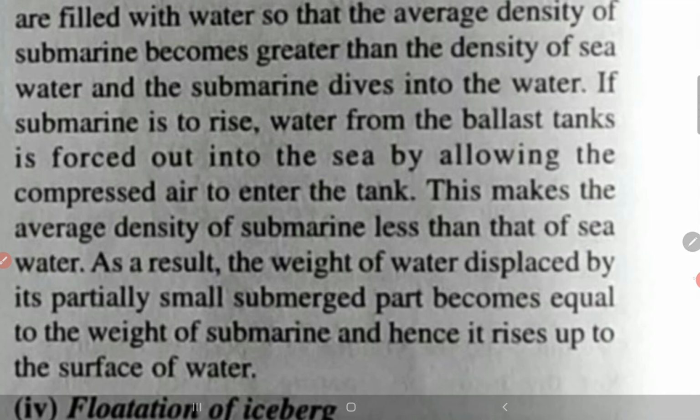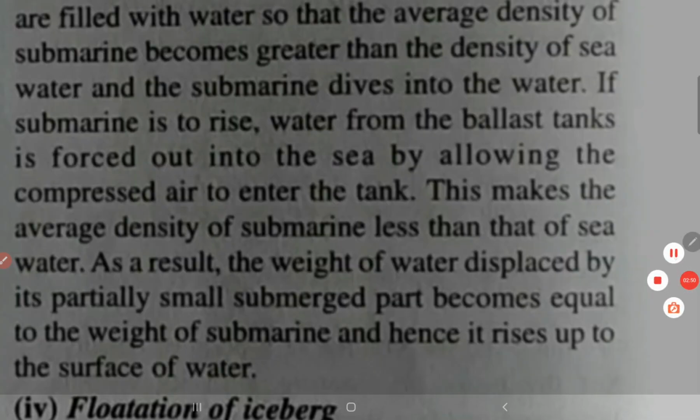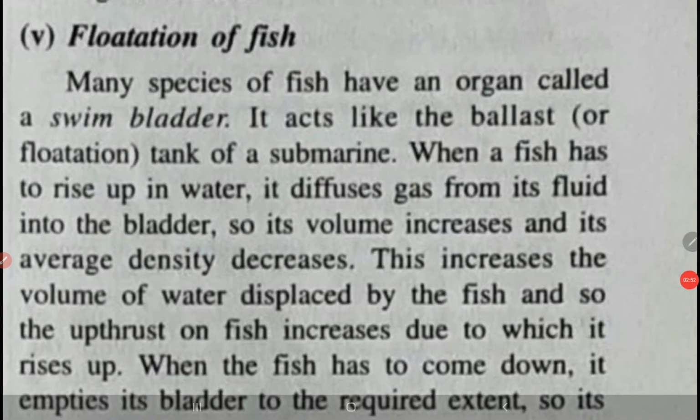So now I think we can go to the flotation of fishes. Like submarines, many species of fishes have an organ called a swim bladder. There we had ballast tanks, here they are having a swim bladder. It acts like the ballast or the flotation tank of the submarine.